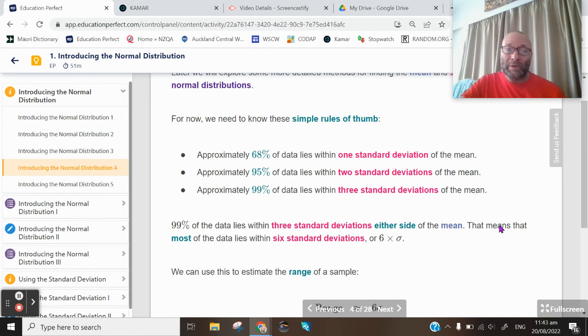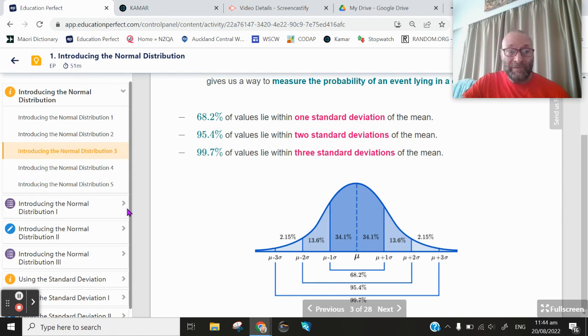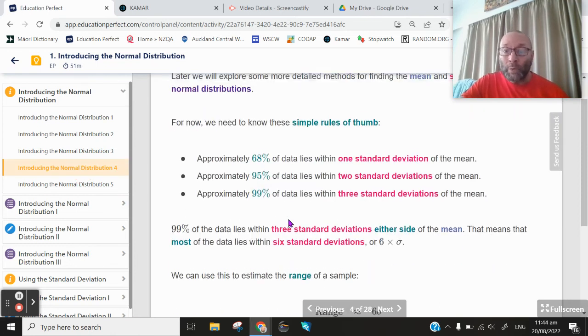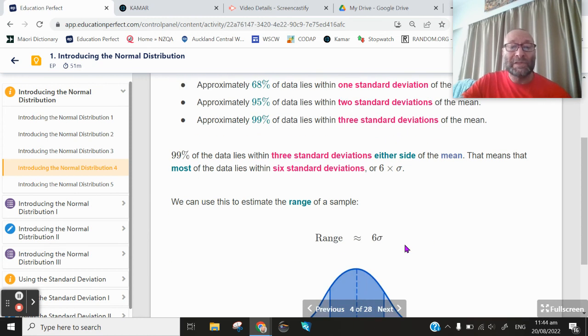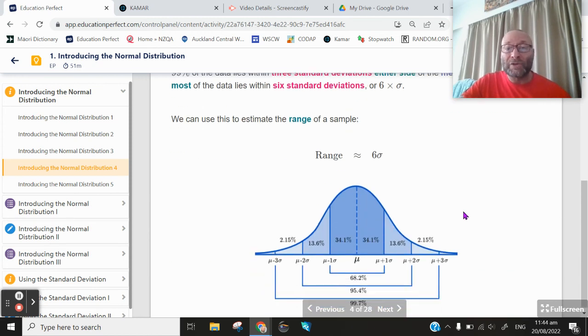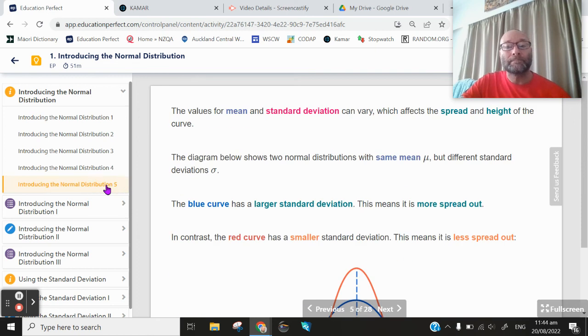That means if there's three standard deviations below the mean and three standard deviations above the mean, we can say that most of the data lies within 6 standard deviations, or 6 times sigma. And we can use this to estimate the range of a sample. The range of the data is going to go from 3 standard deviations below the mean to 3 standard deviations above. In other words, the range of the data is 6 sigma.